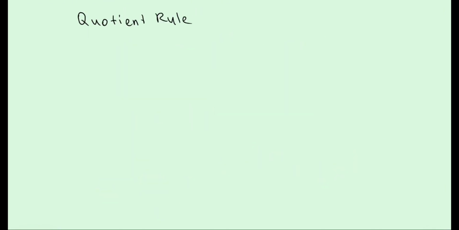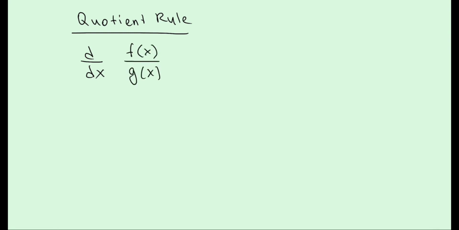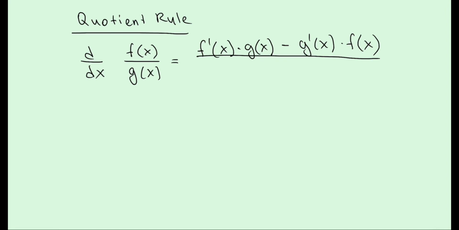Next, let's talk about the quotient rule. The quotient rule states that the derivative of f of x over g of x is equal to the derivative of f of x times g of x, minus the derivative of g of x times f of x, over g of x squared. Let's do an example.